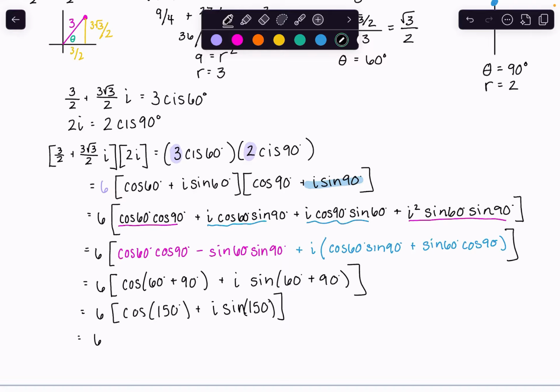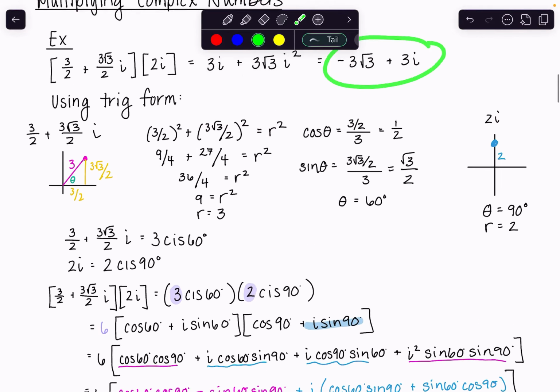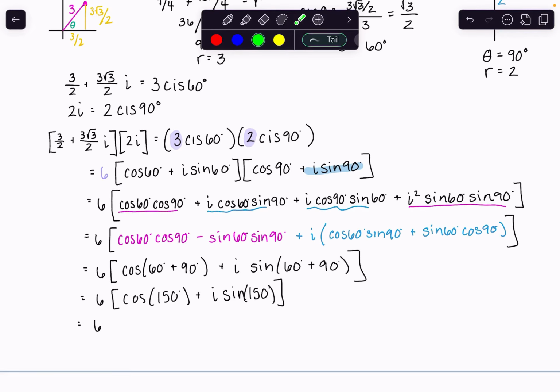And then to show you, you indeed do end up with exactly the same thing we got way back up here. You can take cosine of 150 degrees. That ends up being in quadrant 2. It is a 30-degree reference angle. So cosine of 150 is negative root 3 over 2. And then sine of 150 is positive 1/2. So you get 1/2 I. Then distributing the 6 divided by 2 gives you 3. And then same thing over here, you get 3.